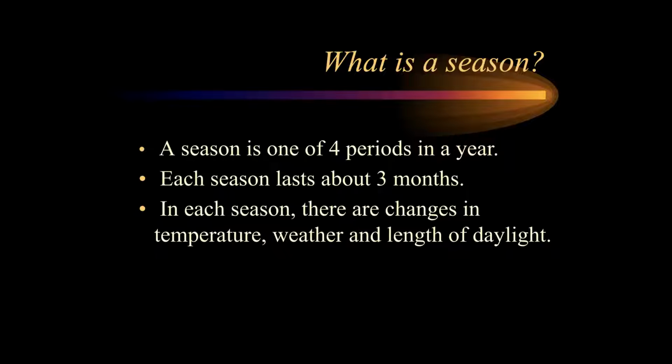What is a season? Well, I try to describe that, but this will even help you more. A season is one of 4 periods in a year. Each season lasts about 3 months. Well, that's roughly 90 days. In each season, there are changes in temperature, how hot and cold it is, and the weather, and the length of daylight, which is very important to everyone that lives on our planet, even the animals.